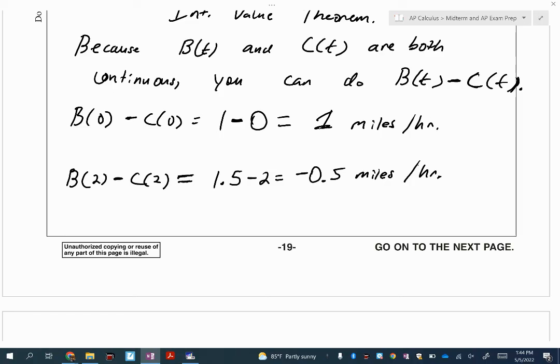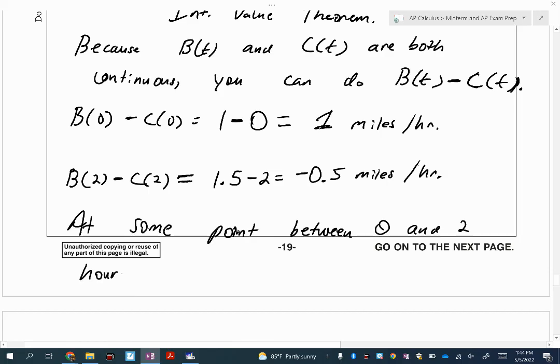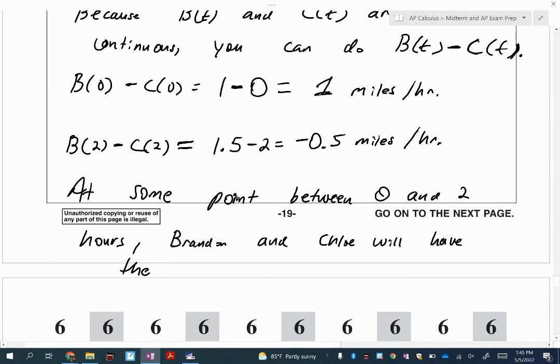So at some point between 0 and 2 hours, Brandon and Chloe will have the same speed. Michael, that's right. I'm going to put the same velocity, since we're dealing with velocity functions.